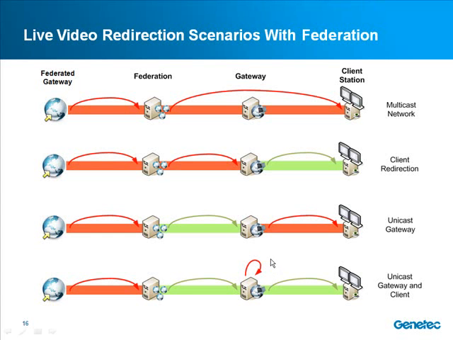So if we take a look at our possible live video redirection scenarios, we can see that even for the scenarios where we have multicast between the Federated gateway and the Federation server, the Federation server is still doing the video redirection.